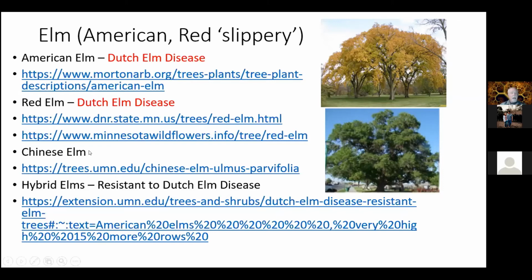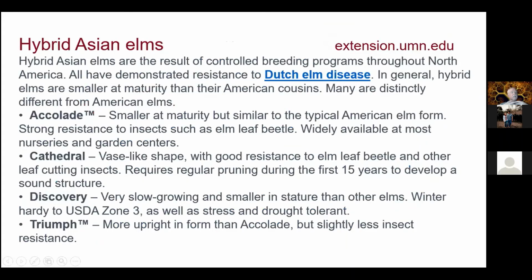Now it's not in any way native, and it's also very different shaped, where the American has this vase-like structure. The Chinese is a much broader spreading structure and somewhat shorter. But there's also a lot of hybrids that are Chinese American hybrids. And I'm going to show you a small snippet from this Minnesota Extension page that lists a few of the hybrids. And that page lists many, many more.